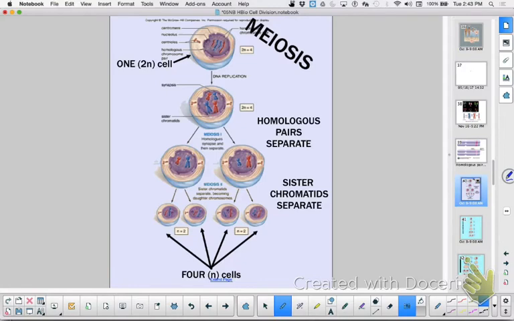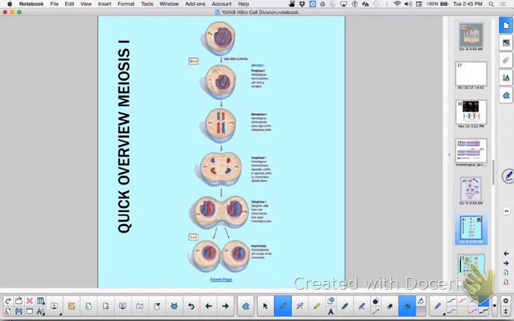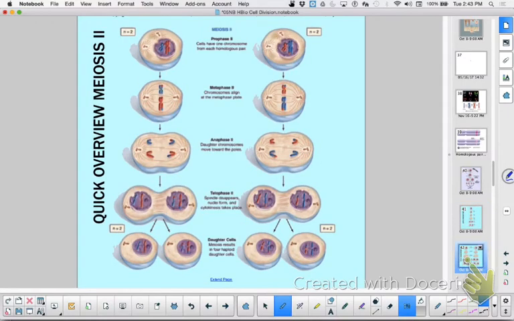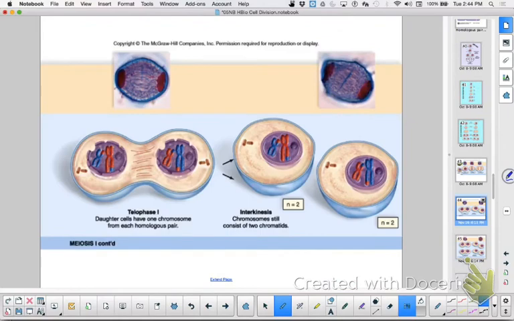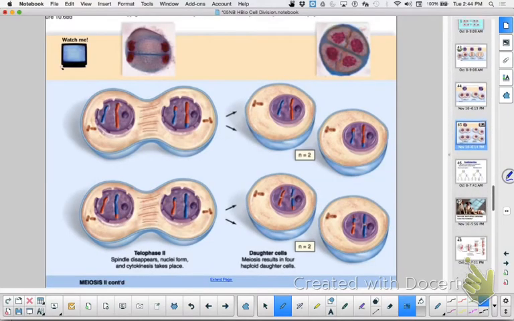Here is showing you meiosis one. You can see the homologous pairs in the middle separate. They are now haploid. Here we can see in each of those haploid cells, they do meiosis two, separating the sister chromatids. You can review those in your book as well.